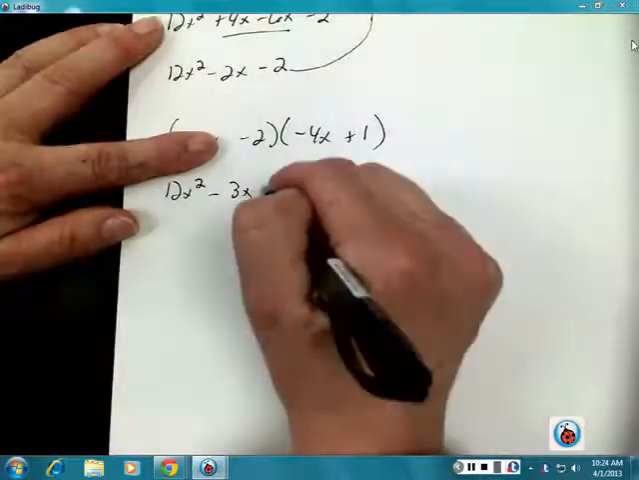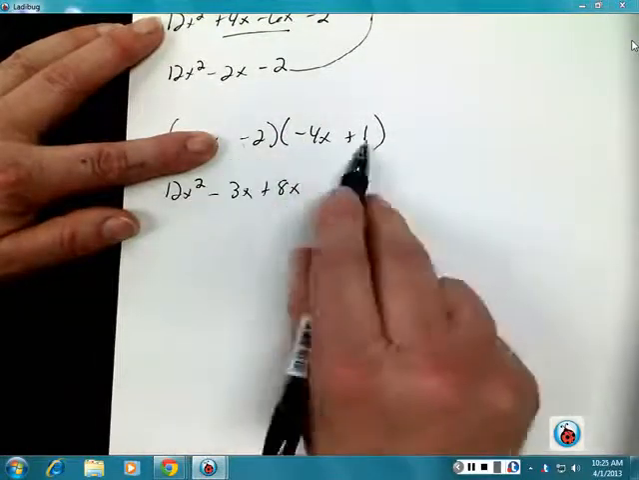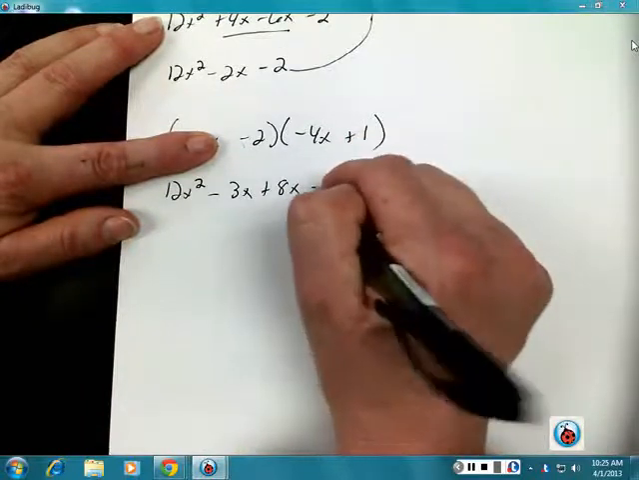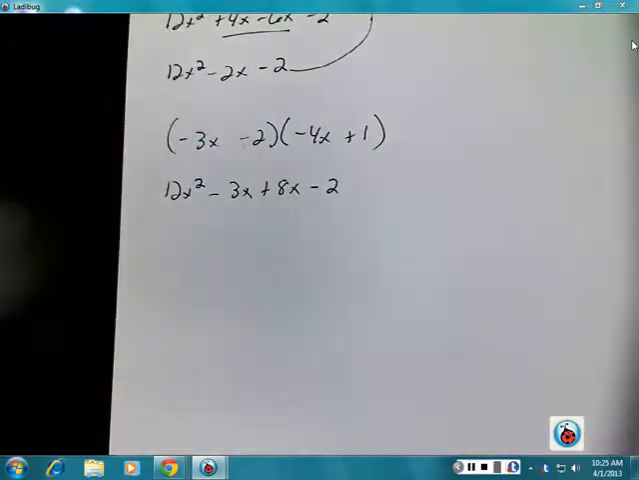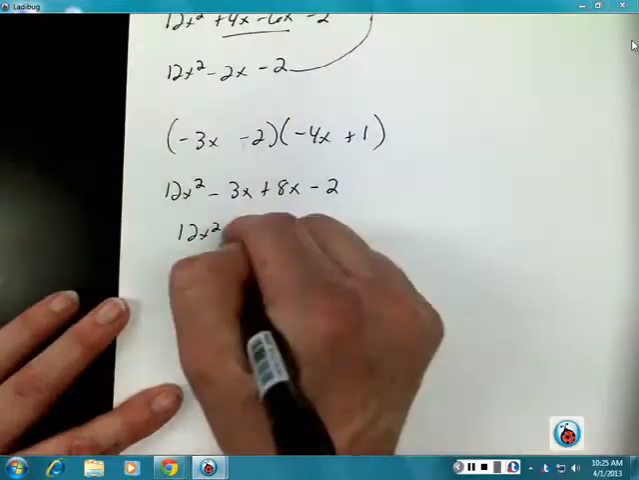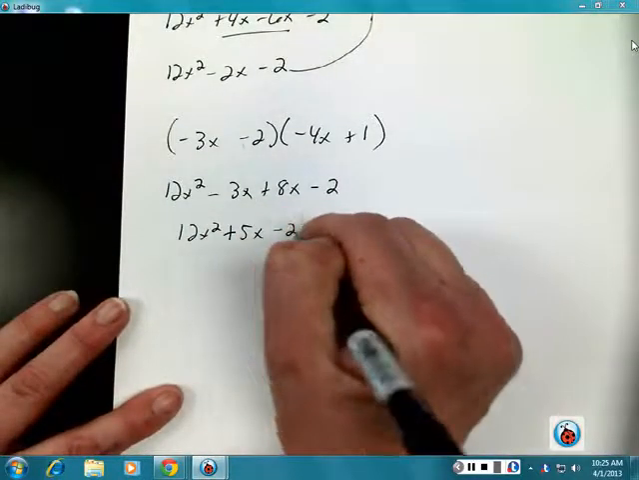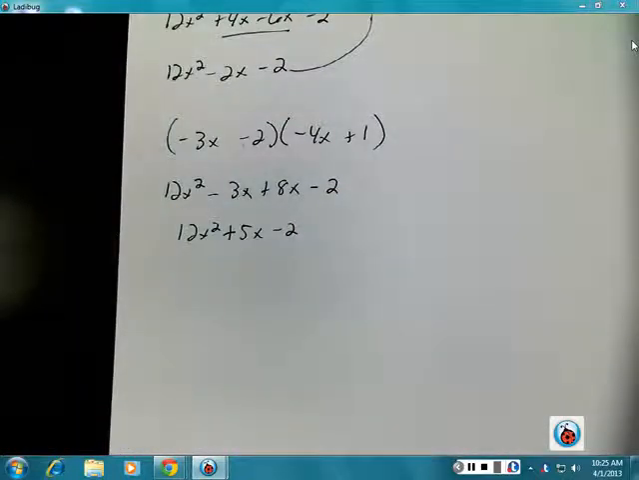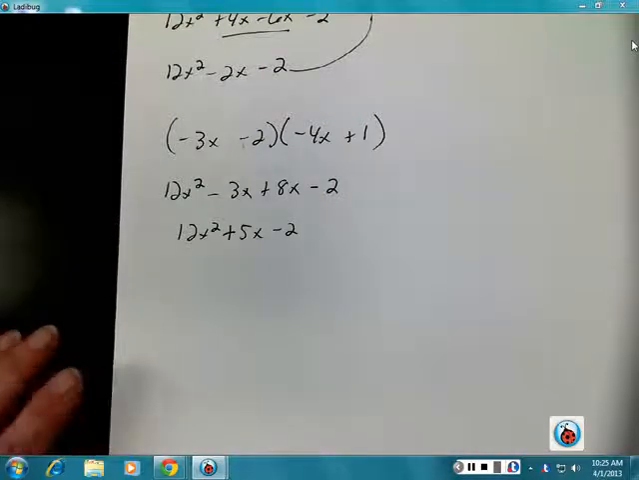Negative 2. Negative 2 times 1. Then piece your stuff together, and you get that for an answer. Okay or not okay? What do you think? I've got this done 100%. You've got it down 100%? What about the rest of you? We can do some more. We need to do some more. Maybe we do need to do some more.